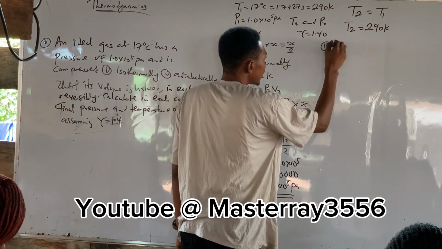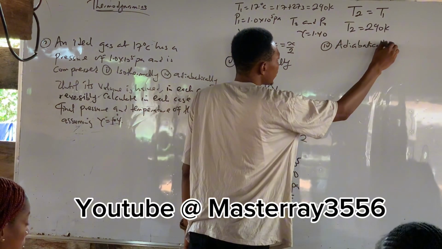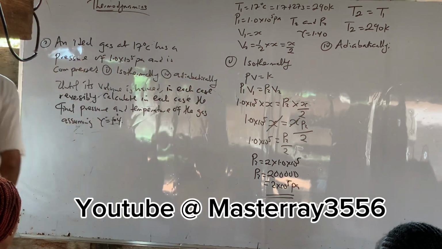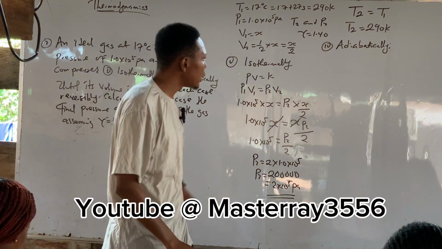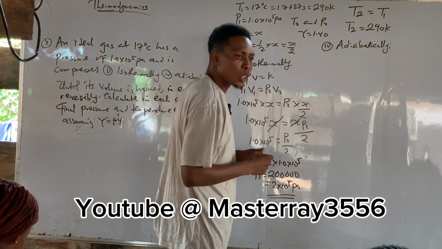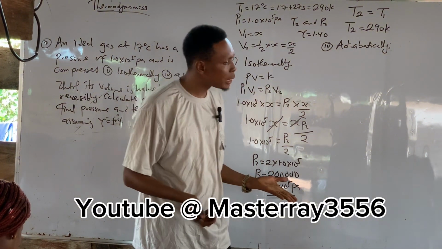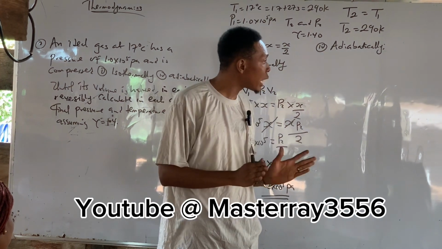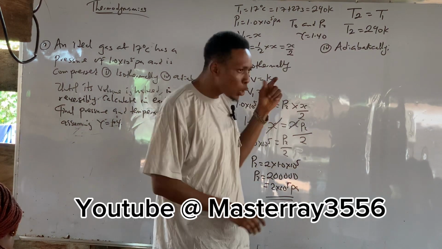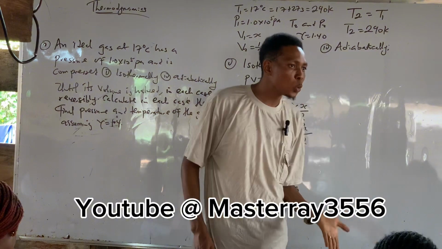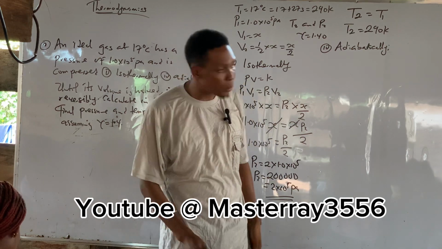So number 2, adiabatically. All right. Any question? Yes, we are done with isothermal. There is no formula for it. The temperature is constant. When something is constant, that means it does not change. Are you getting me? What you have in your T1 is still the same thing you are going to have in your T2. The temperature is constant, it's the same. Are you following? All right.